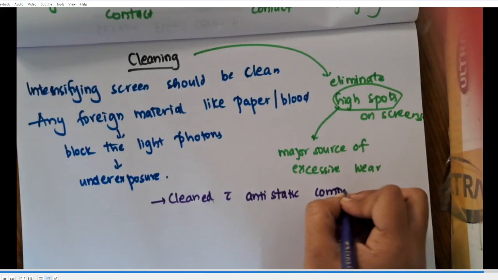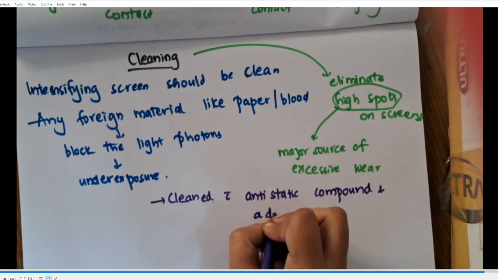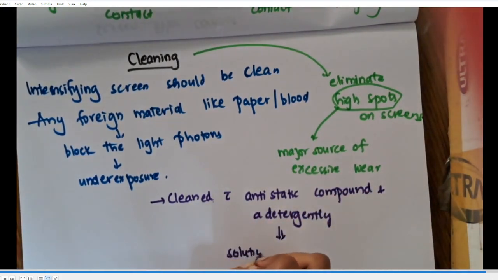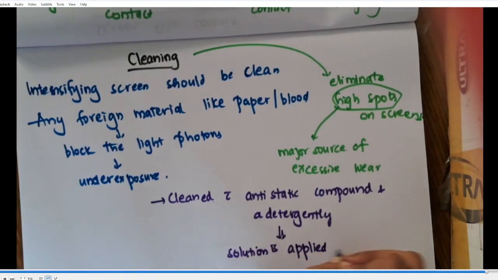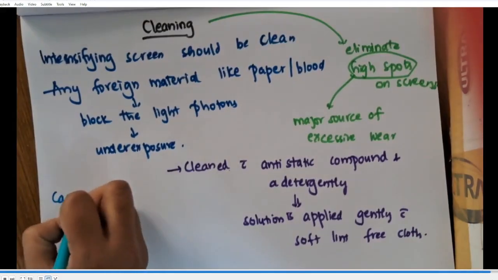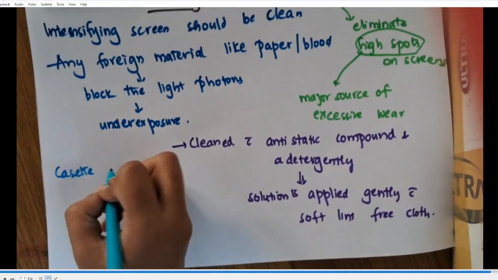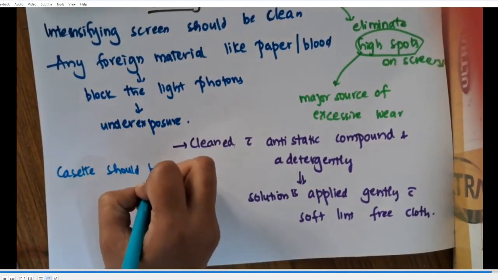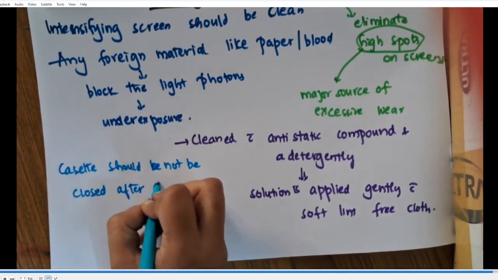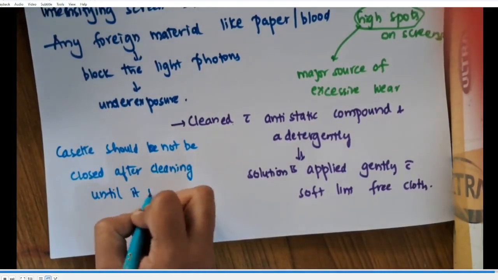These screens are best cleaned with a solution containing an anti-static compound and a detergent. The solution is applied gently with a soft lint-free cloth; never rub vigorously. The cassette should never be closed after cleaning until it is absolutely dry.